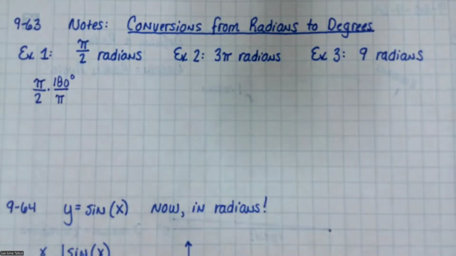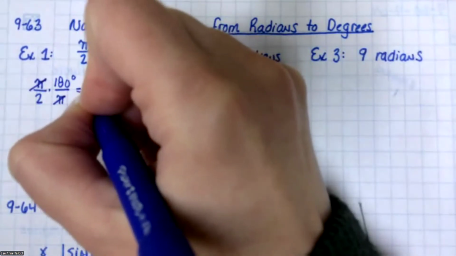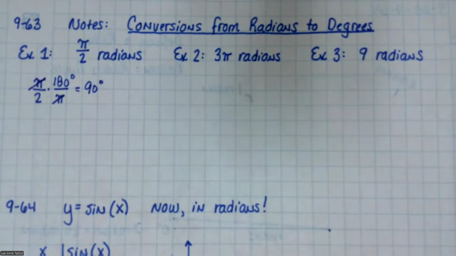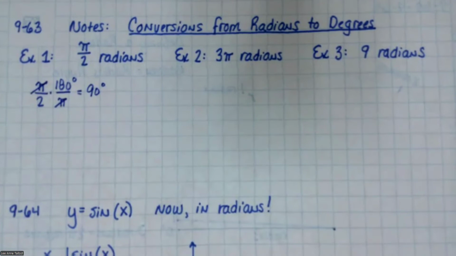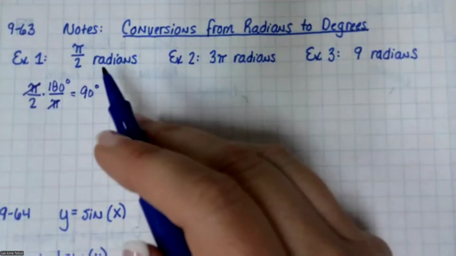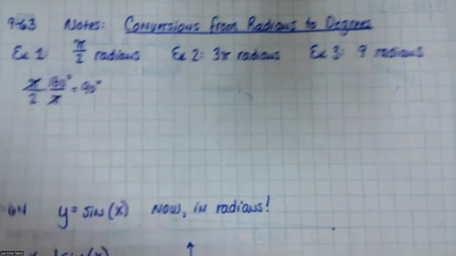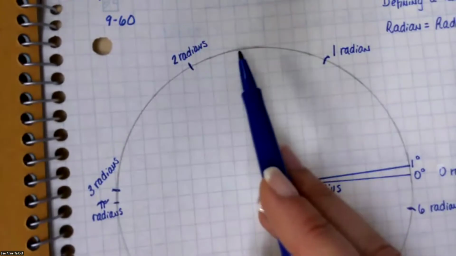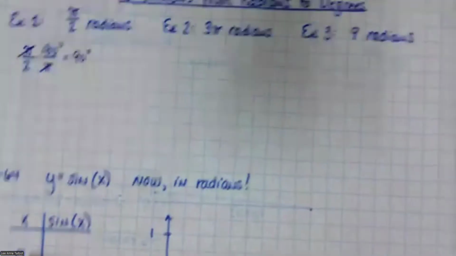All right, so pi's cancel. 90. So it's division. Yeah, division. So pi over 2 radians is 90 degrees. Now, I want you to think about that, if that makes sense to us. Pi over 2 radians, I want you to think of that as half pi. So if this is pi over here, does it make sense that half pi would be right here? Yeah. Okay.